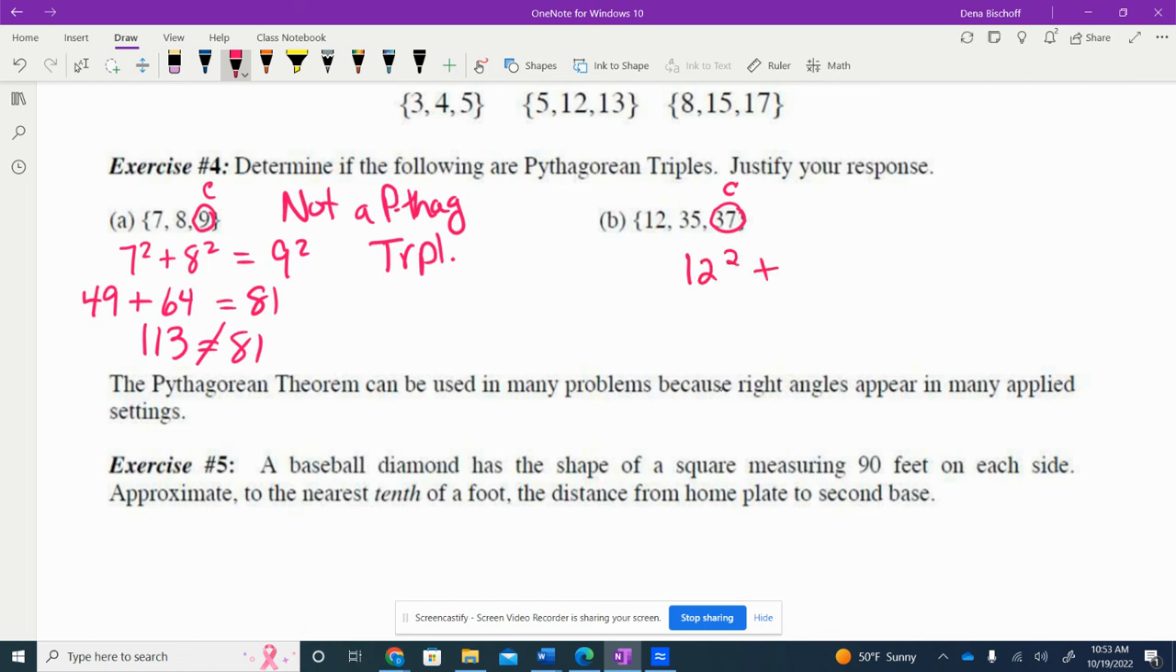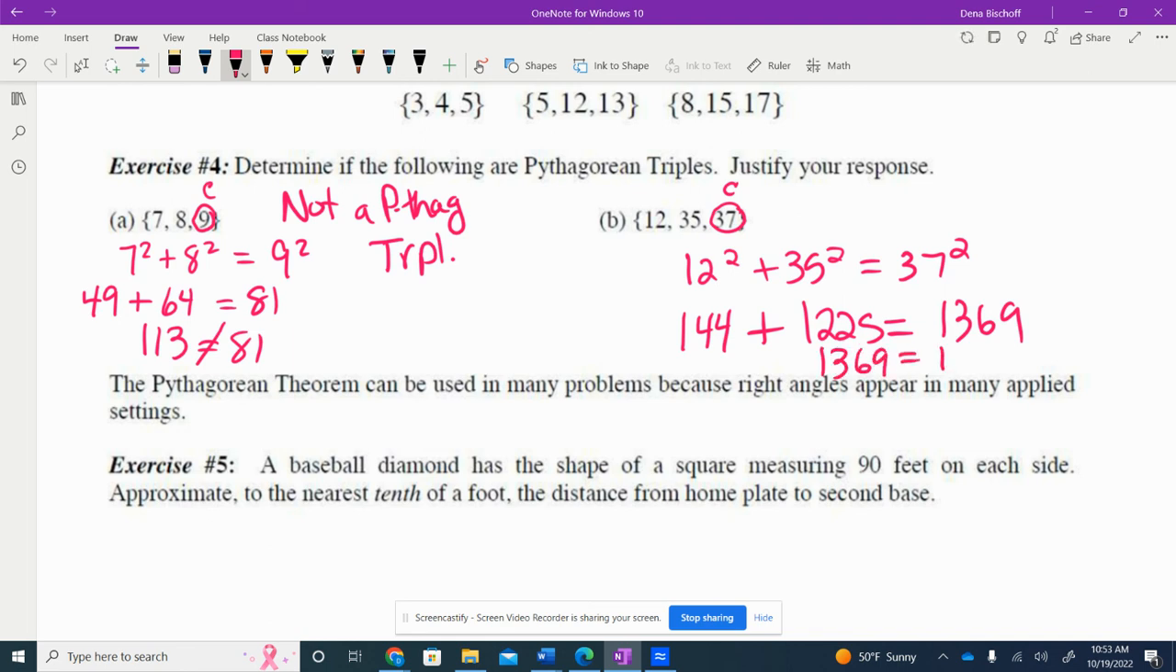12 squared plus 35 squared equals 37 squared. 144 plus 1,225 equals 1,369. I'm going to add these together. 1,369 does in fact equal 1,369. So yes, this is a Pythag triple. Okay.